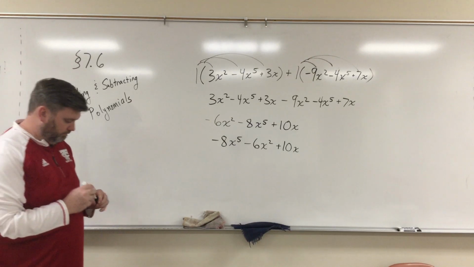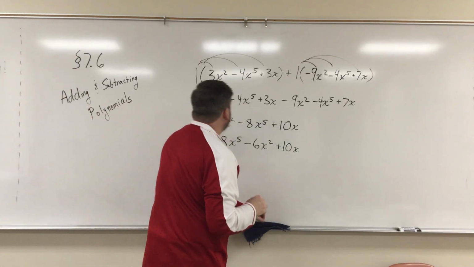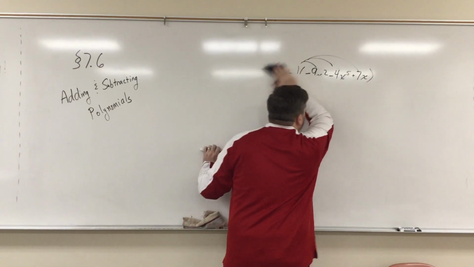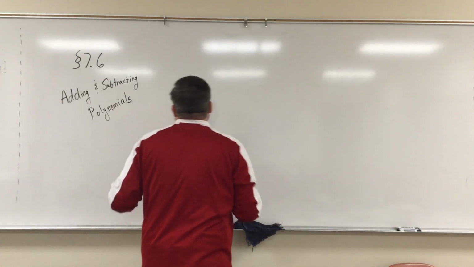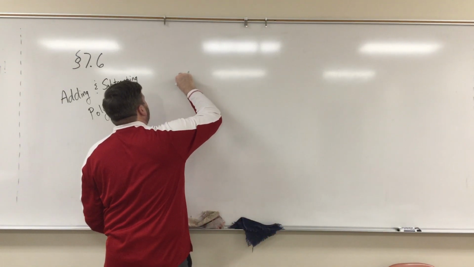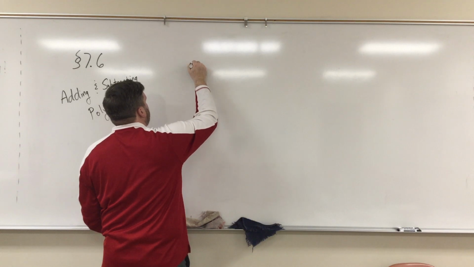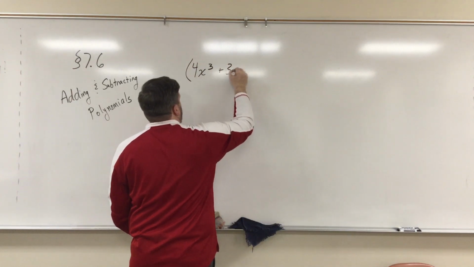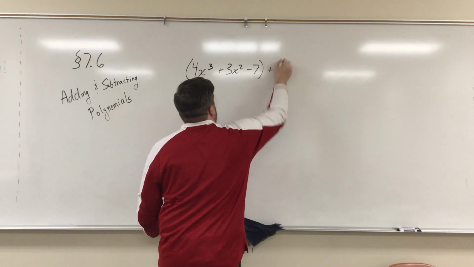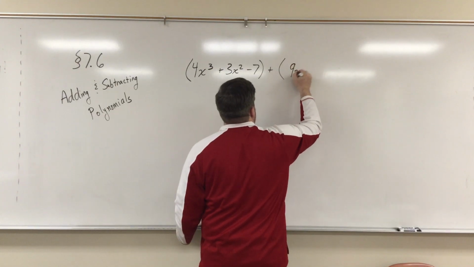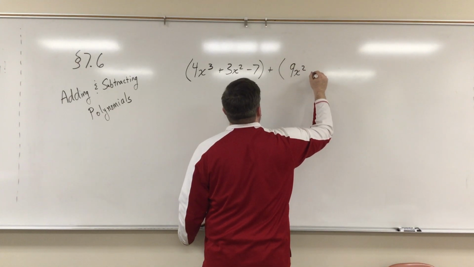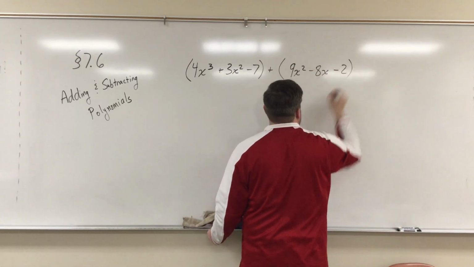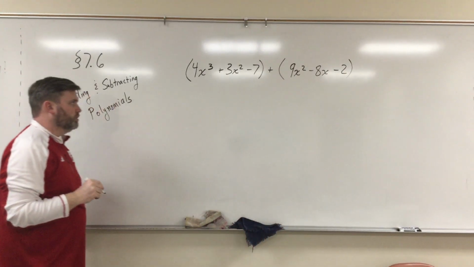All right. Let's add another one. Let's do 4x to the 3rd plus 3x squared minus 7 plus 9x squared minus 8x minus 2. So I have a trinomial plus a trinomial again.